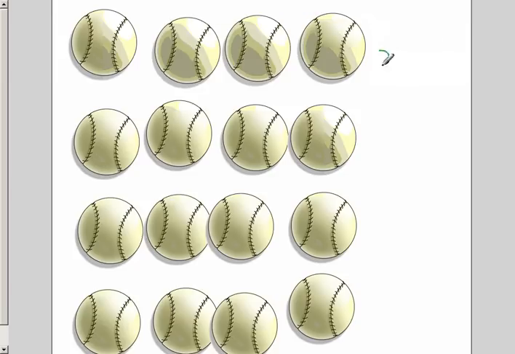What I'd like you to try and figure out is how many are in 3 groups. So how many baseballs would there be in 3 groups here? Count it up on the screen if you need to. 1, 2, 3, 4, 5, 6, 7, 8, 9, 10, 11, 12. So 3 quarters of 16 is 12.